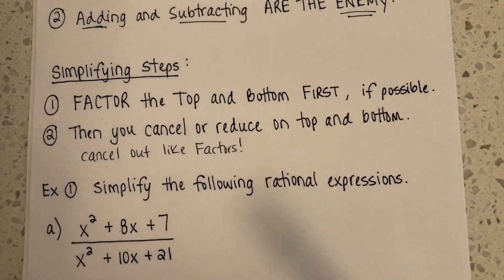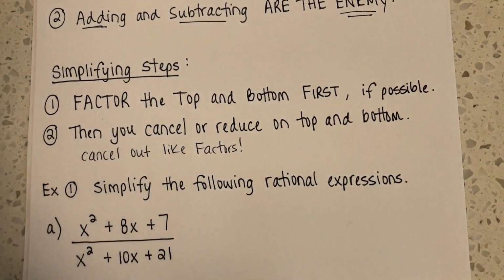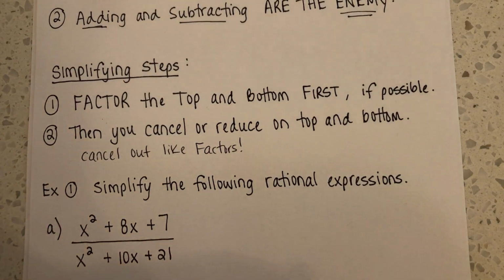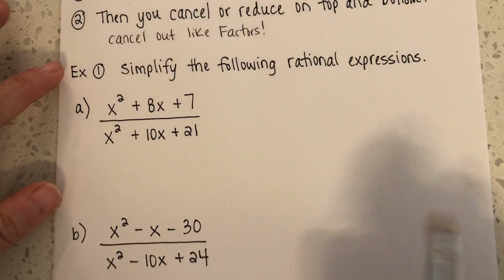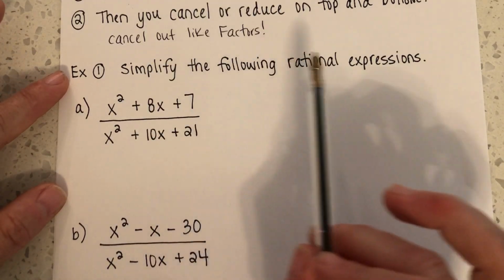Again, the more examples you see, the easier this is going to be. It's just going to take some practice, and one of the major things you're going to have to practice is your factoring. Hopefully you still have your factoring checklist. But here, let's jump in and try one. The directions say to simplify or reduce the following rational expressions.